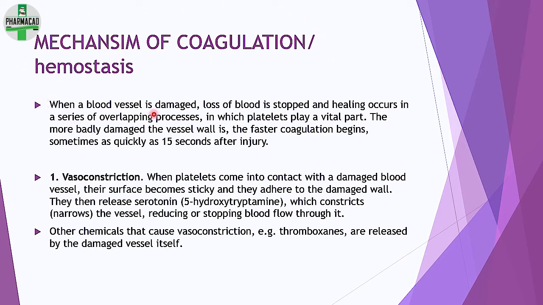When a blood vessel is damaged, loss of blood is stopped and healing occurs in a series of overlapping processes in which platelets play a vital part. The more badly damaged the vessel wall is, the faster coagulation begins, sometimes as quickly as 15 seconds after injury. This is how quickly it begins, right? Now we go on to the steps of coagulation. There are like 3 to 4 steps, three mainly. You have to remember them in the exact order because they occur in the exact order.